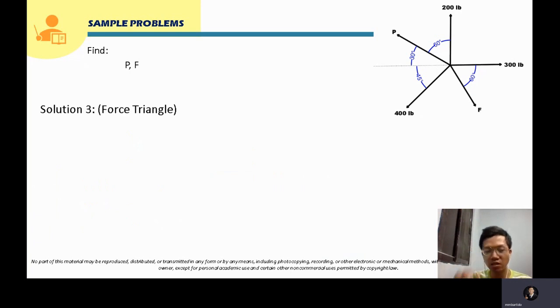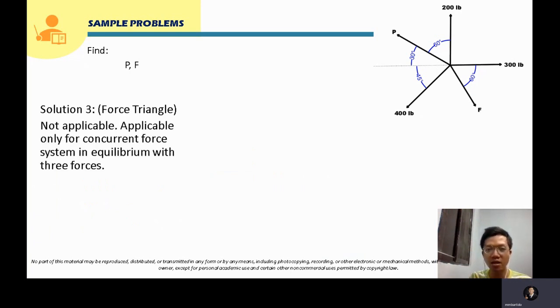Now using solution 3, that is the force triangle. Okay, so this cannot be applied to this force system since it has more than three forces. So the force triangle is not applicable for this force system.